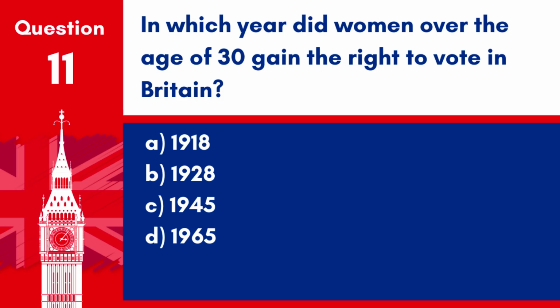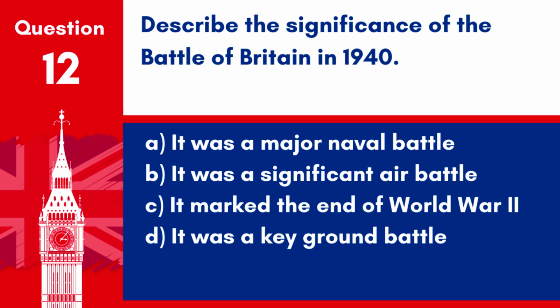Answer A. 1918. Women over the age of 30 gained the right to vote in Britain in 1918, following many years of suffragette activism. Question 12. Describe the significance of the Battle of Britain in 1940.